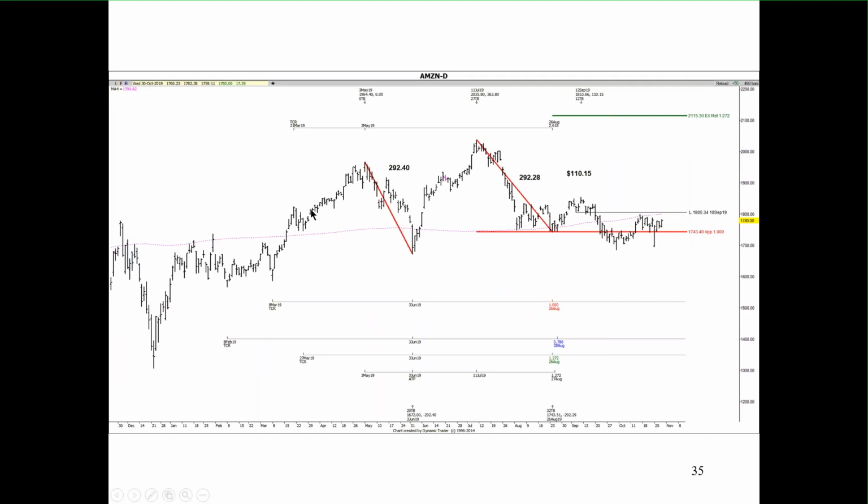All right, let's see what else I have. This is another example of symmetry, and this is one that didn't end up following through. This was in Amazon, probably, I don't know, three or four months ago. And we had swings that were almost equal, 292.40, 292.28, okay? So we knew there was potential support here, but it didn't go to the target. It did rally $110 off of that symmetry decision, but it didn't make the target. So of course, we don't always make targets, and if you get involved in a trade, you definitely want to trail the stops.